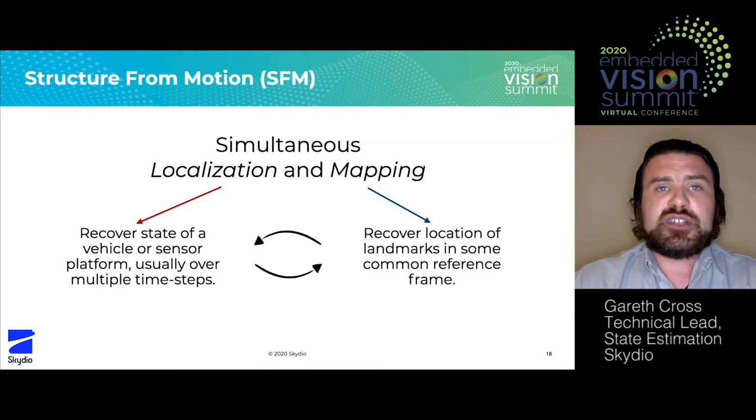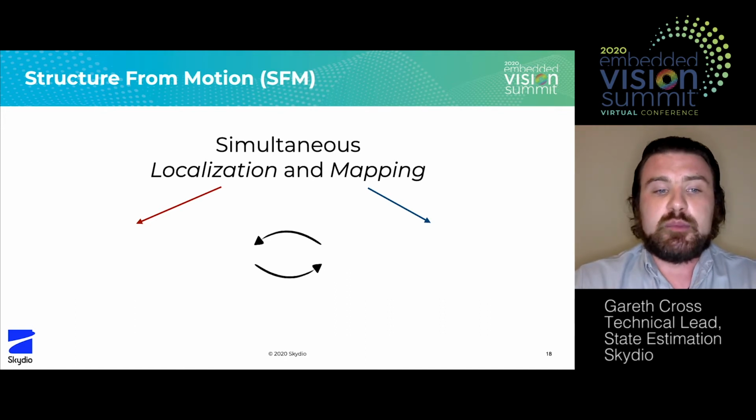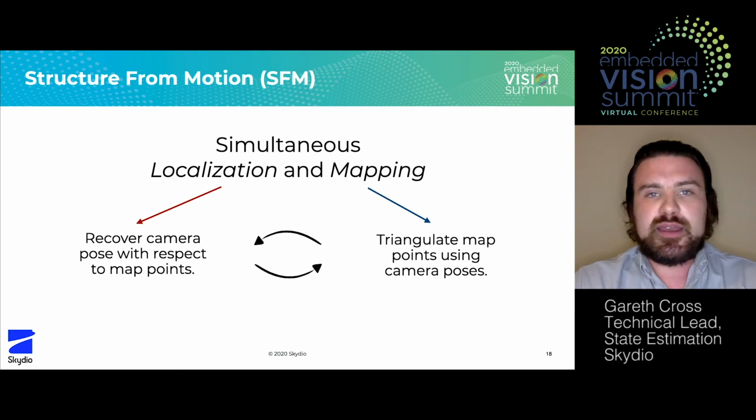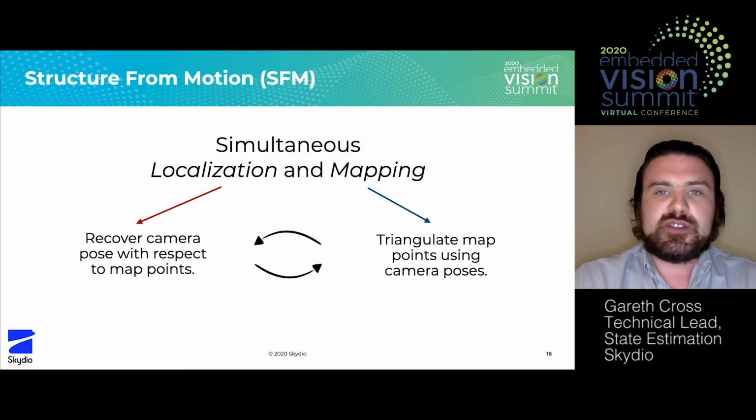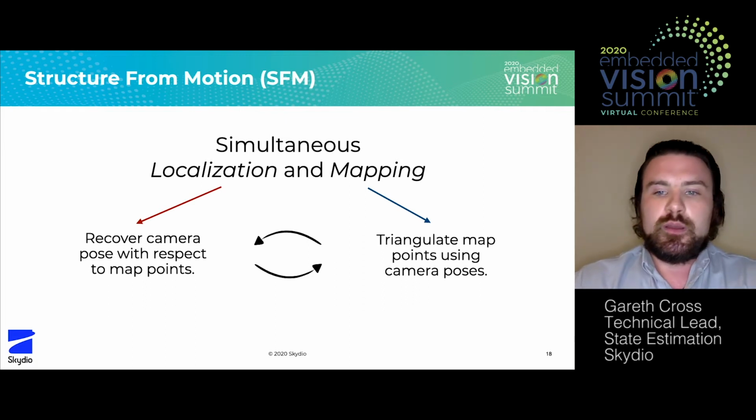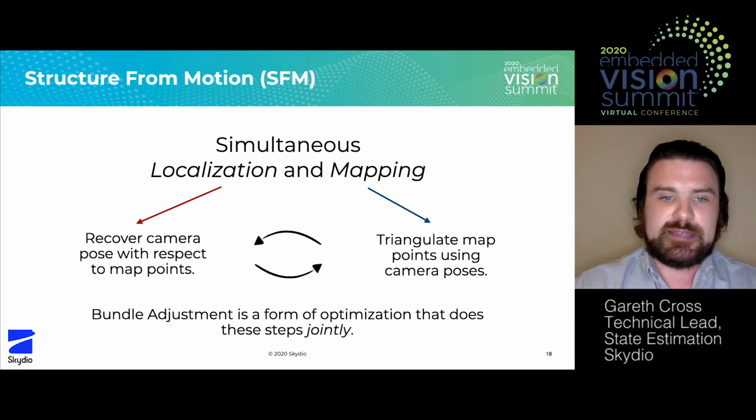So what bundle adjustment does is it takes this SLAM loop or SLAM problem that we've talked about, and we make it a little bit more specific. We're now talking about recovering the position and orientation of the camera with respect to some map points, and then triangulating further map points using those camera poses. And this process repeats itself over and over. Bundle adjustment is just a form of optimization that does these steps jointly.